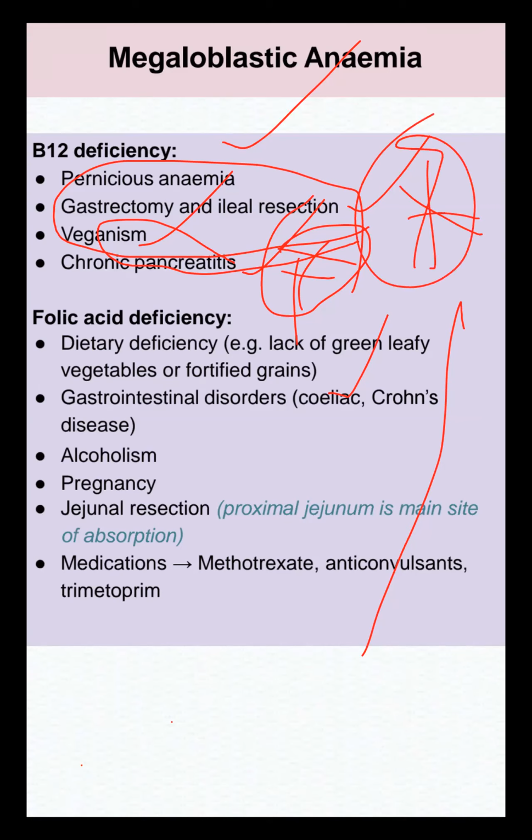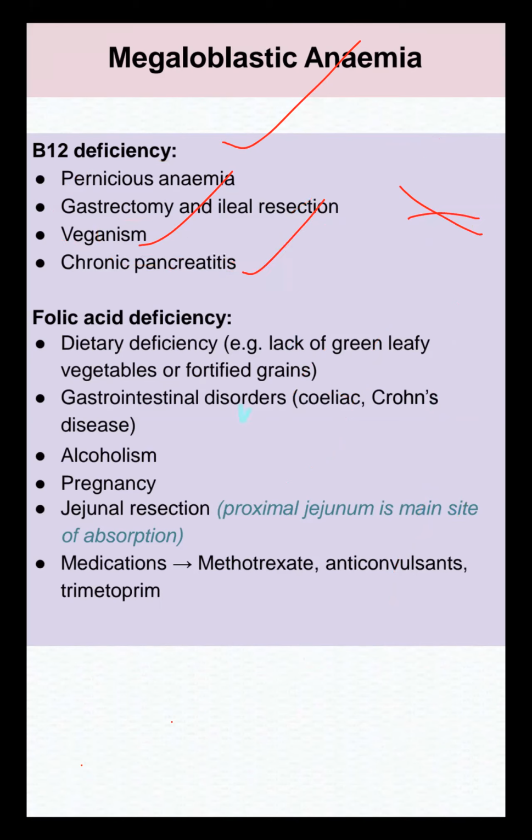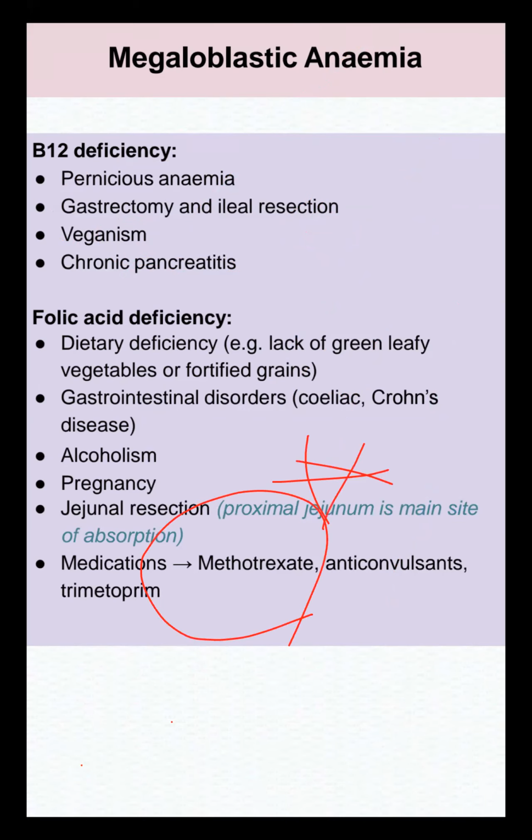They commonly ask questions from megaloblastic anemia: alcoholism, pregnancy, jejunal resection. Proximal jejunum is the main site of absorption. This is the question they ask where folic acid mainly absorbs. If you cut down this proximal jejunum, it will cause folic acid deficiency. Medication methotrexate is an exam question, and every candidate should know it. Methotrexate is very important. Any medication associated with megaloblastic anemia, it is methotrexate.